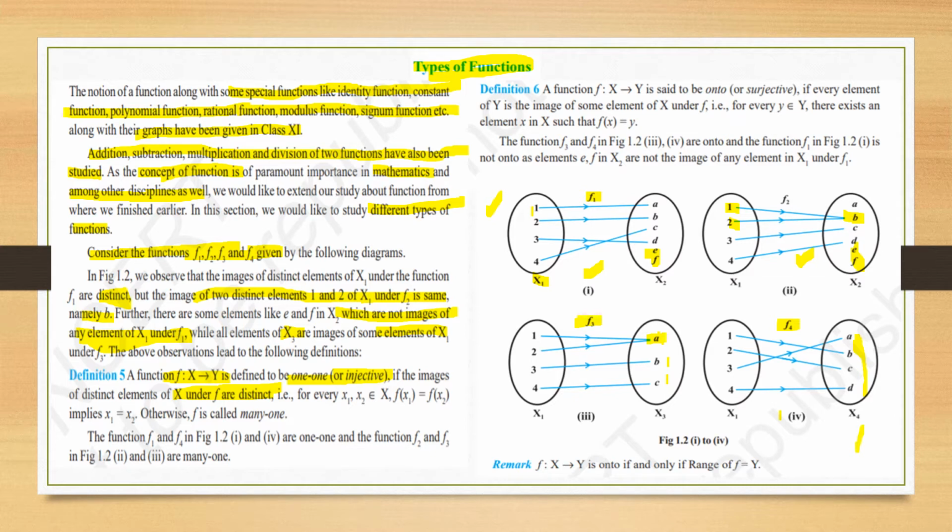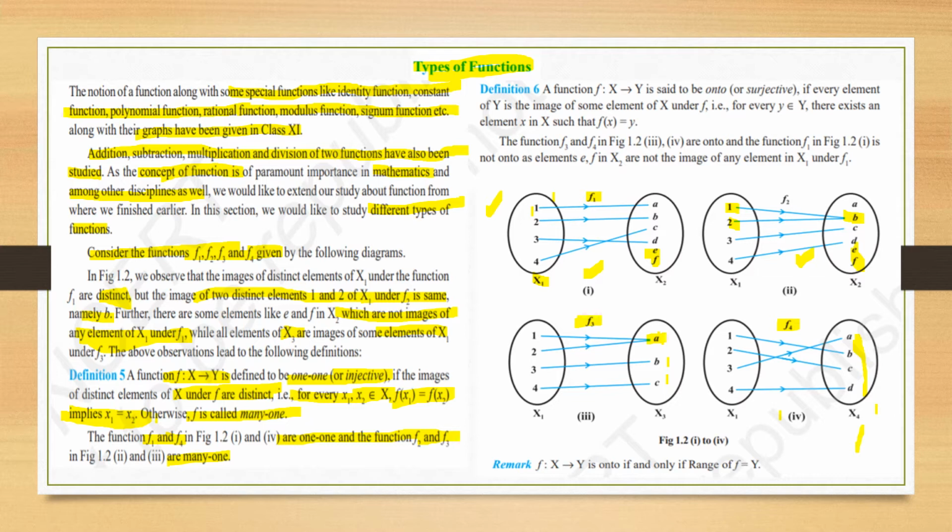If they have distinct images, then for every x1, x2 belonging to x, f of x1 is equal to f of x2 implies x1 is equal to x2, okay? That if f of x1 is equal to f of x2, that means x1 is also equal to x2. That means the function is one-one. Otherwise it is called many-one, right? So we can see that functions f1 and f4 are one-one, and functions f2 and f3 are many-one, okay? One-one ones have unique images, and these are many-one as two elements have the same image, right, from here.